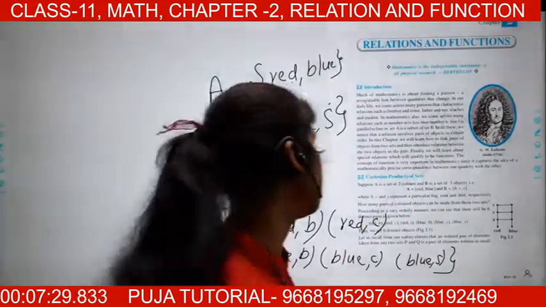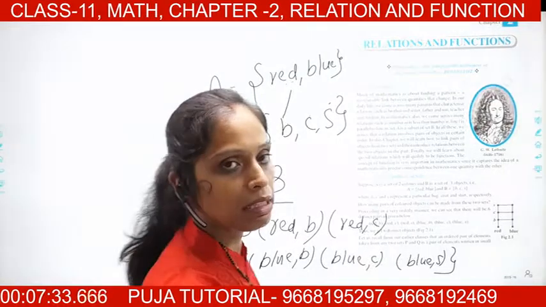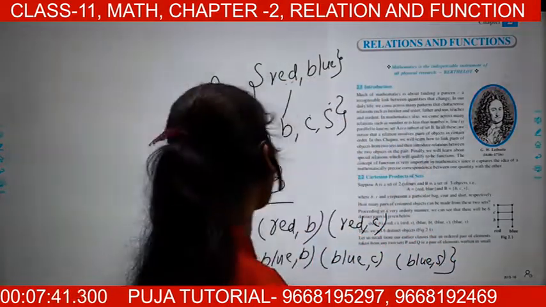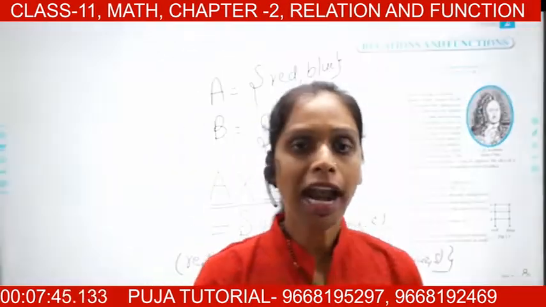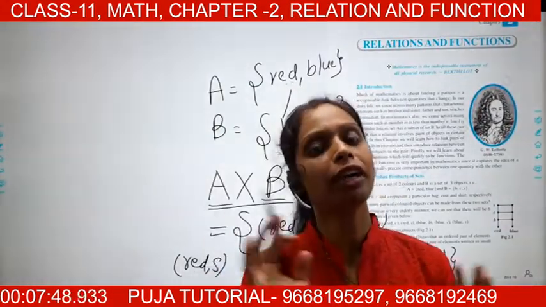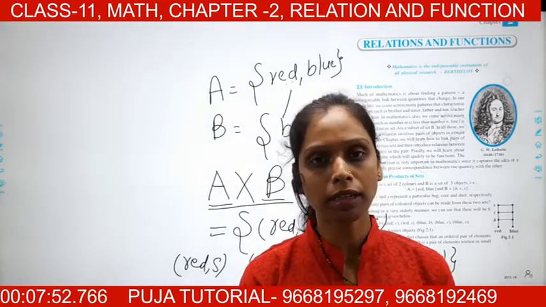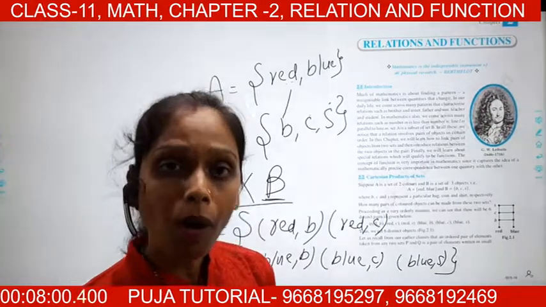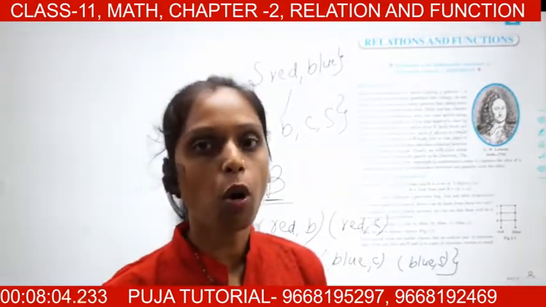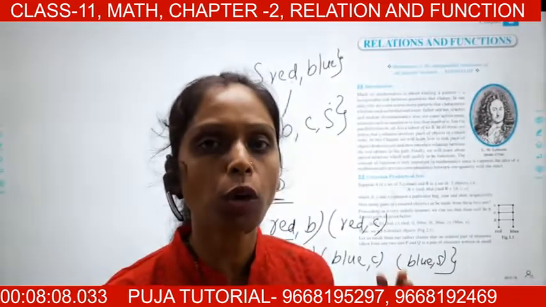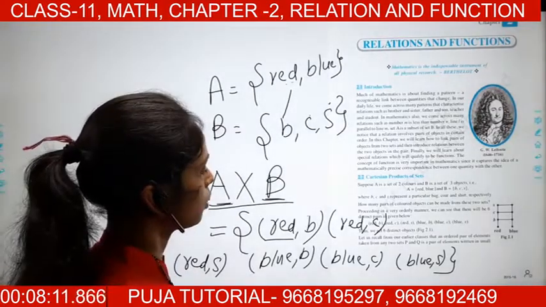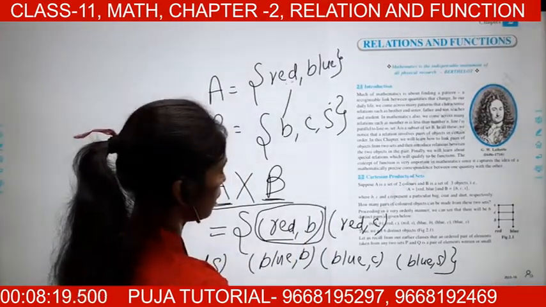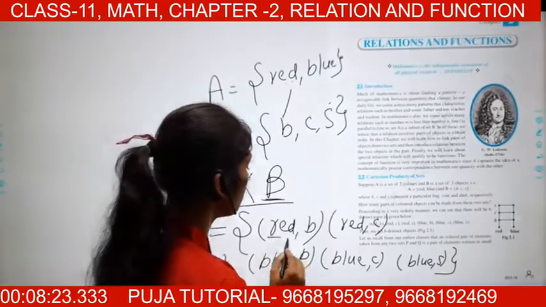Then we get 1, 2, 3, 4, 5, 6 possible pairs that we can make using the two non-empty sets A and B. This way of making different pairs is called the Cartesian product A cross B. The first element of every combination, written as red and blue here, is part of what is called an ordered pair.